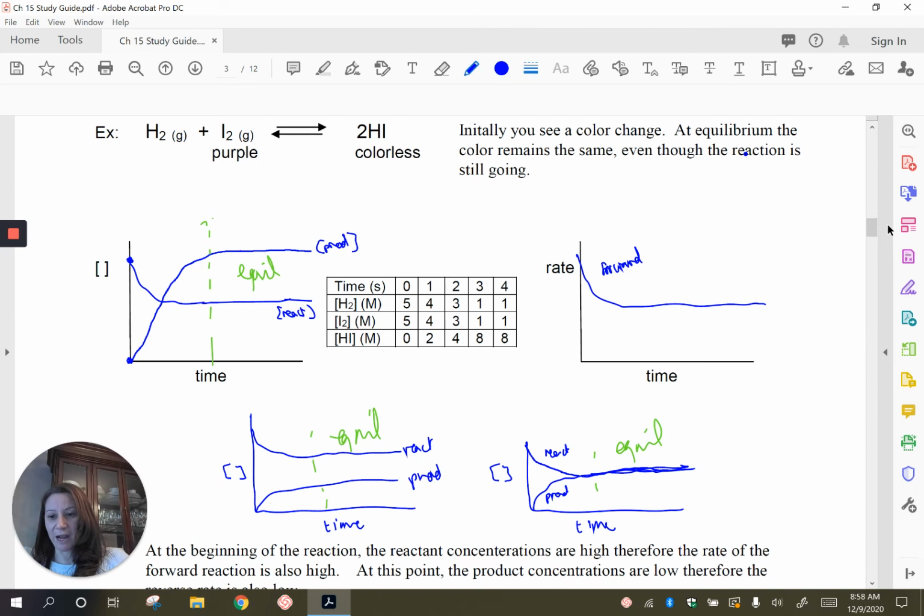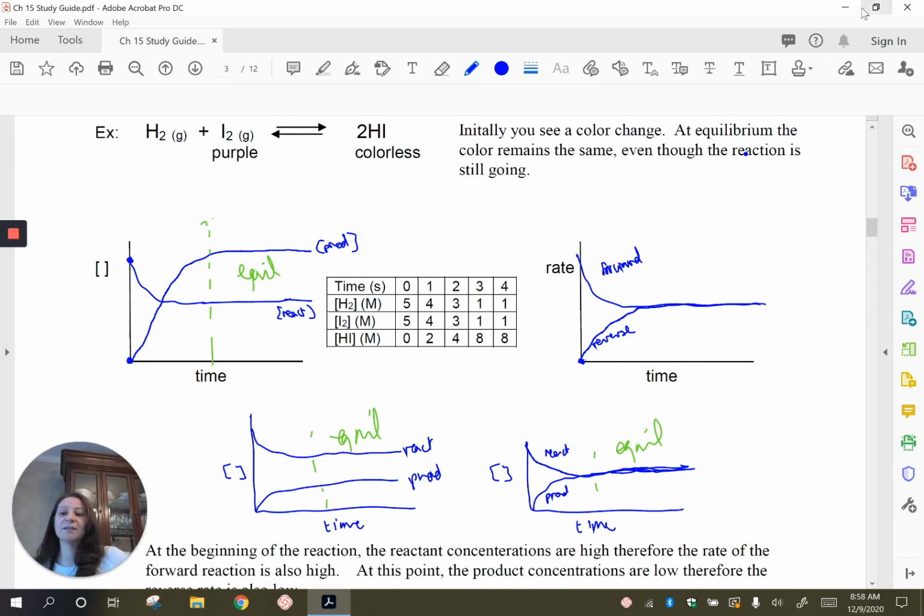For the reverse reaction, going from HI back to H2 and I2, at the beginning you have no HI to react, right? So your reverse rate is 0. You don't have any molecules to react. And so it starts out at 0, but as the reaction goes by and I now have some HI forming and increasing, the rate of the reverse reaction increases. And then once you reach equilibrium, it equals the rate of the forward reaction.